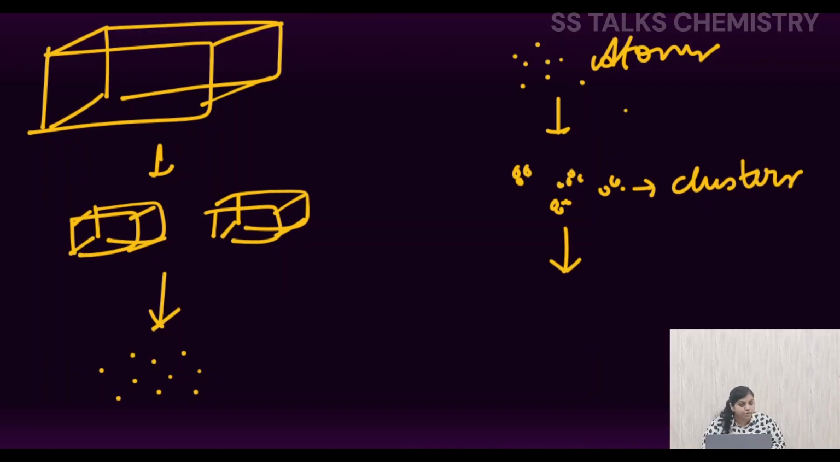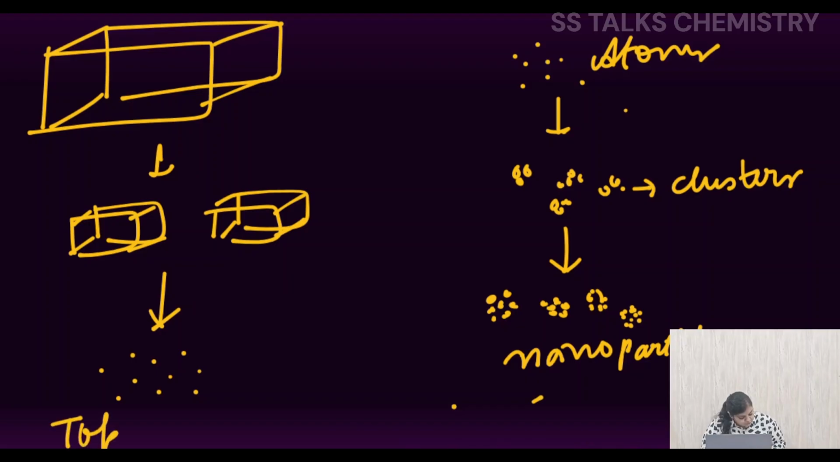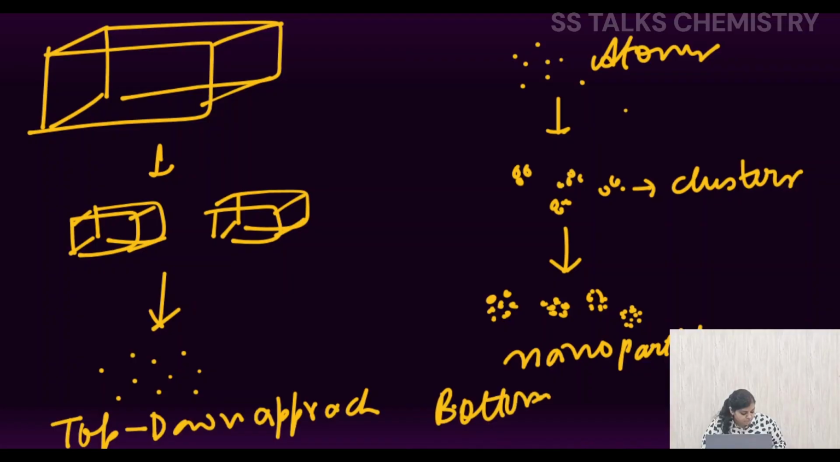Now further if you go, they will be reaching up to the nanoscale particles like this. So big clusters basically that lie in the nanoscale range we are getting. So these are the nanoparticles we have got. So this was the top down approach, and this is called your bottom up approach. So start is from the bottom, that is the smallest level, and go to the higher level.